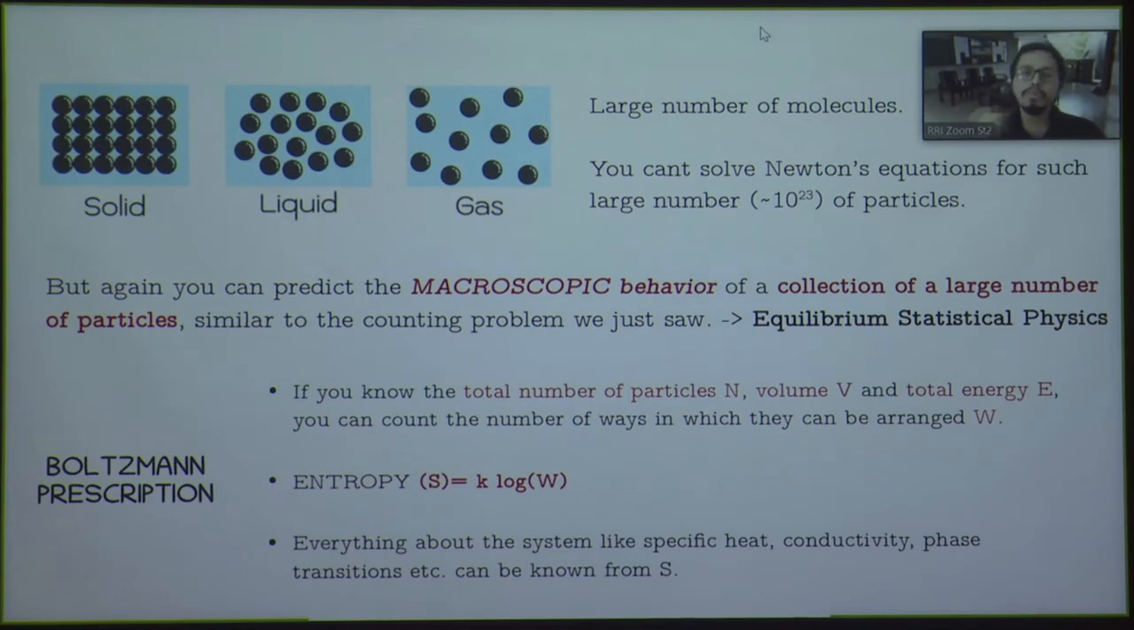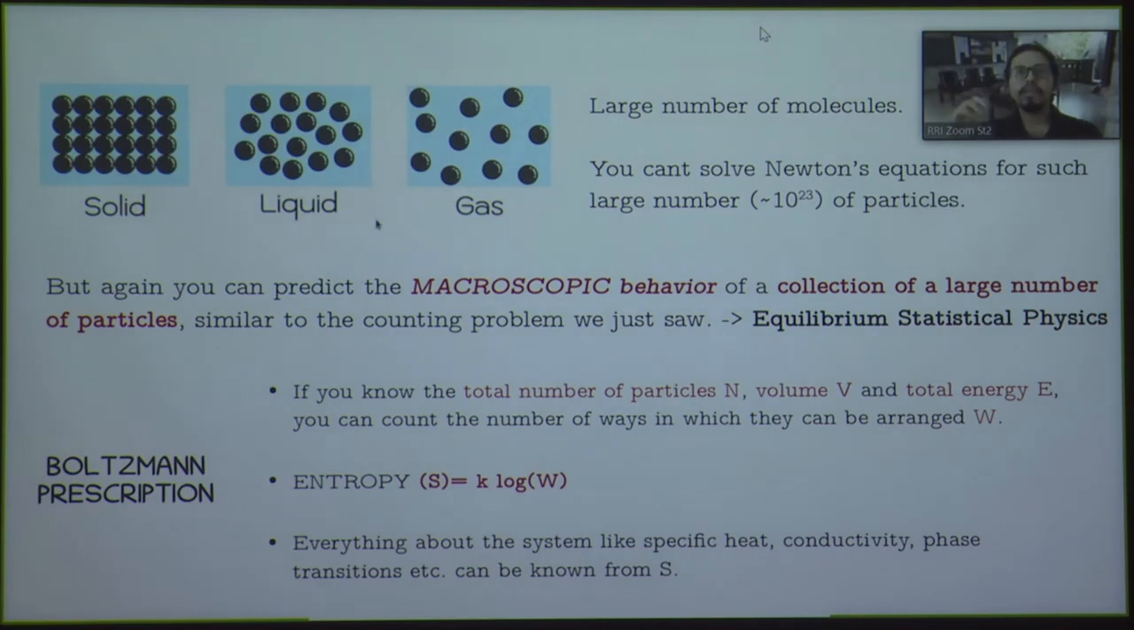If you have the total number of particles, volume, and energy of a system of particles, say of the order of 10 to the 23 particles, you have to count the number of ways in which they can be arranged so as to satisfy these constraints. You fix them, and you can see how many ways you can put them into these kinds of boxes. The number of ways you write as W, say.